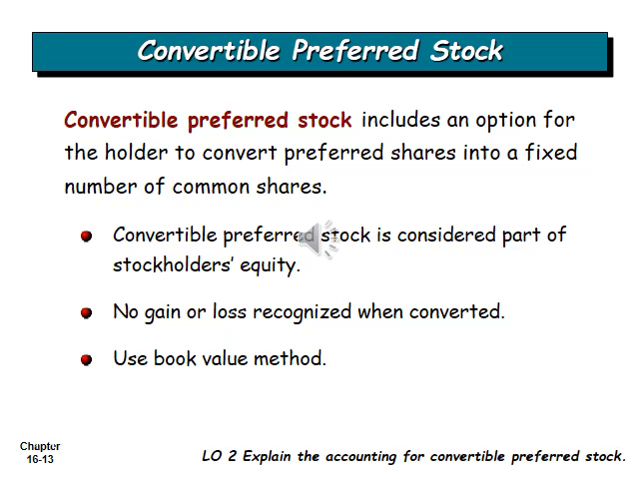So the preferred stock is considered part of the stockholders' equity, and there is no recognition of gain or loss from the conversion of preferred stock into common stock. And in this case, we will apply the same facts as convertible bonds. We have to close all accounts related to the preferred stock, and then we substitute the new issue of common stock instead of the preferred stock.